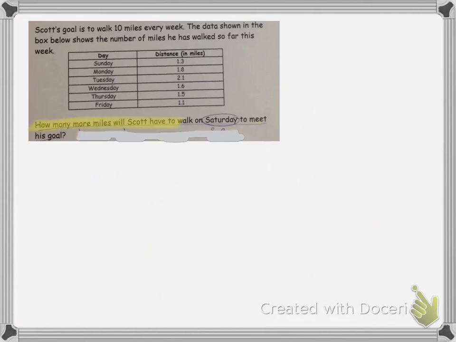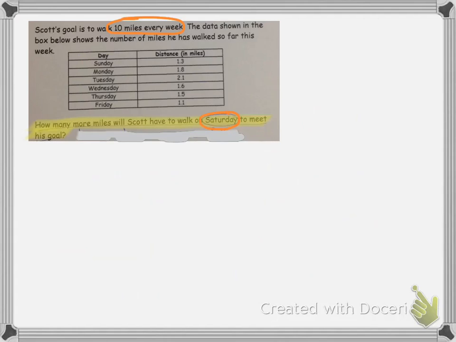So I'll go ahead and highlight my question, and then I will circle any other important information. I think the fact that he walks 10 miles every week is important. Saturday is important, and I notice that as I look at the table, at the days, I don't see Saturday listed, so I'm going to have to find out what Saturday is.